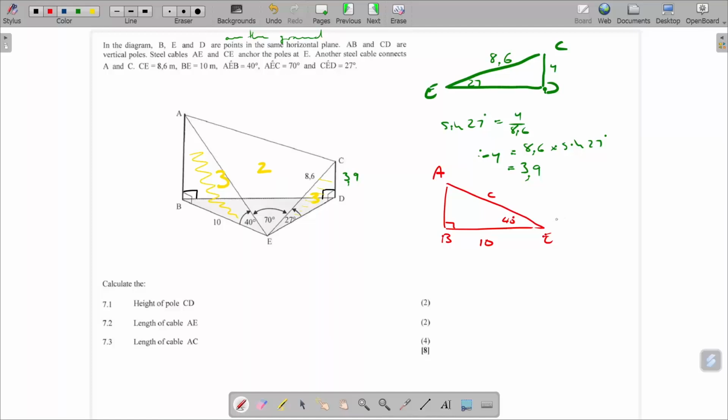So what are we getting here? 10 over C equals cos of 40, therefore 10 over cos of 40 equals C, so 10 divided by cos 40 equals 13.05.